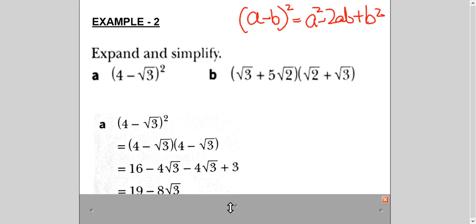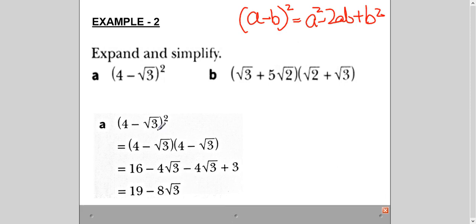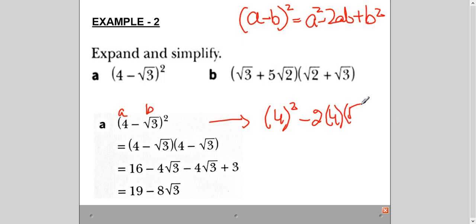So somebody doing like this will get this answer. Whereas I would suggest, whenever you see an expression like this, to expand it. Now this is my A and this is my B, and I will apply this formula. It will become A square, because my A is 4, minus 2AB, where A is 4 and B is root 3, plus root 3 square. You see, I'm just expanding it using this formula.